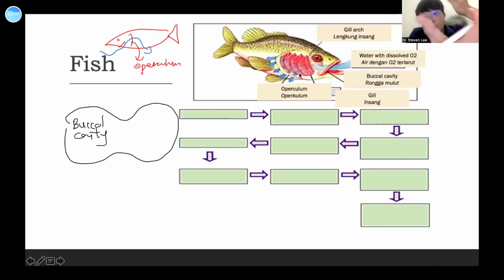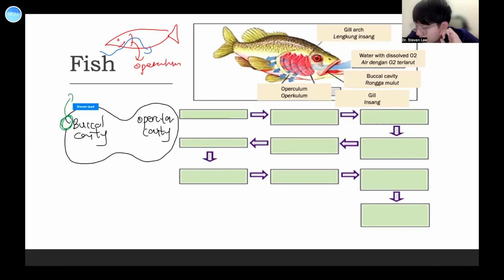You need to flip the operculum, then you can see the gills behind it. Okay, so this is called the opercular cavity, or in Bahasa Melayu, it's called rongga operculum. Okay, so in the buccal cavity, there is an opening. This opening is called the mouth, or in Bahasa Melayu, mulut. In the opercular cavity, there is another hole called the operculum.